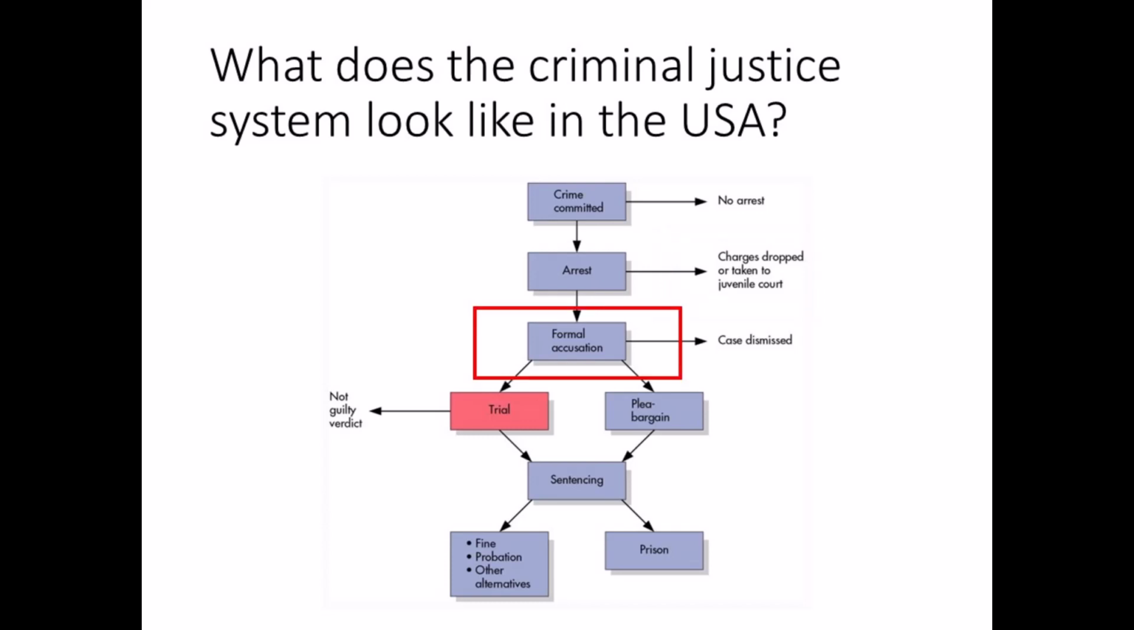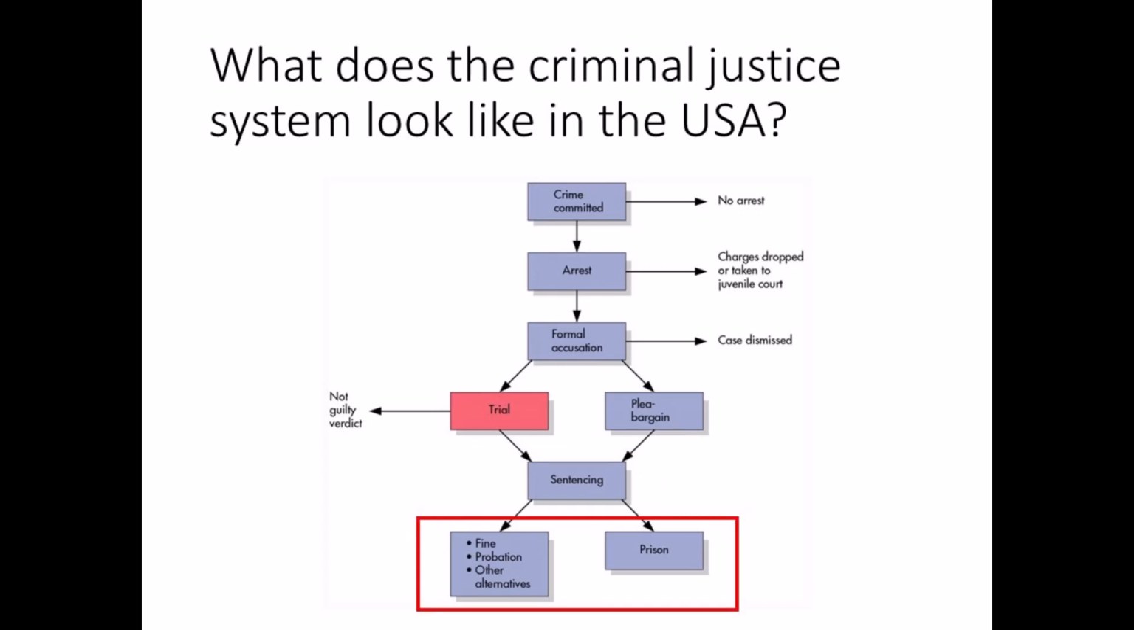After the arrest, a formal accusation is made in open court on the record. Sometimes the case is dismissed, and the suspect is free to go. After the formal accusation, the case will proceed to trial, or a plea bargain will be made. One outcome of the trial is a not guilty verdict. If the suspect is found guilty at trial, sentencing occurs next.